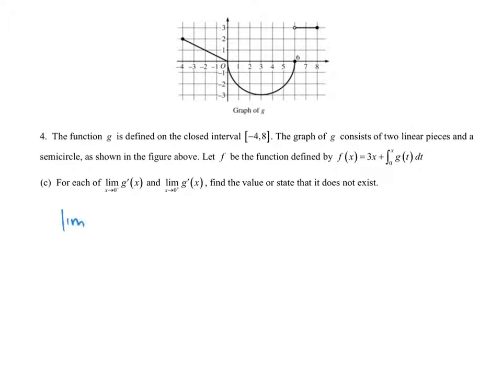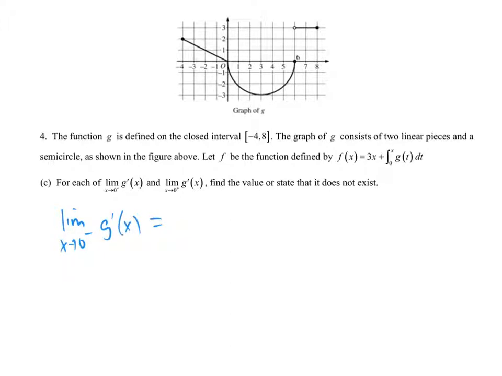So I'm going to start with the limit as x approaches 0 from the left of g prime of x. And so if I approach 0 from the left on g of x, this is basically just asking me to figure out what is the slope from the left of 0 of g.